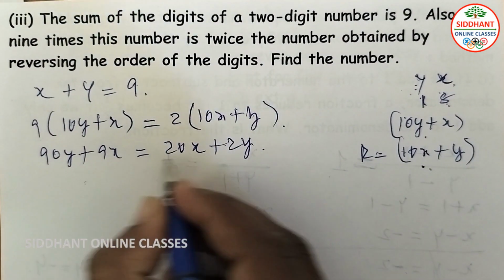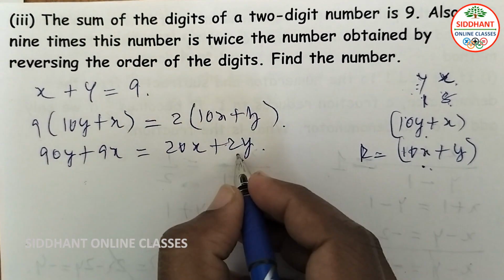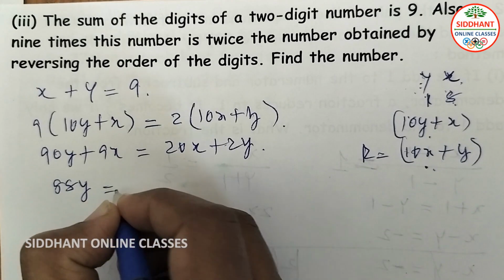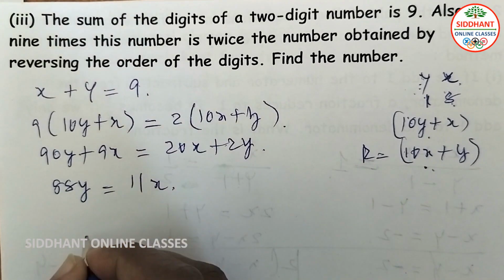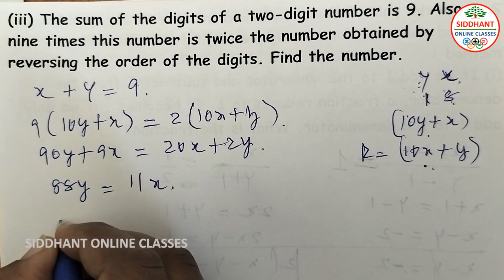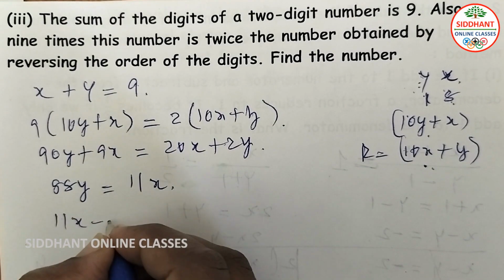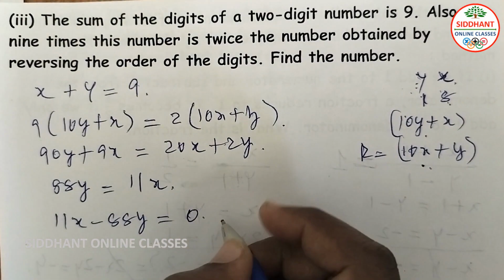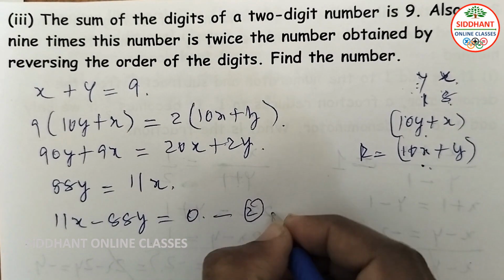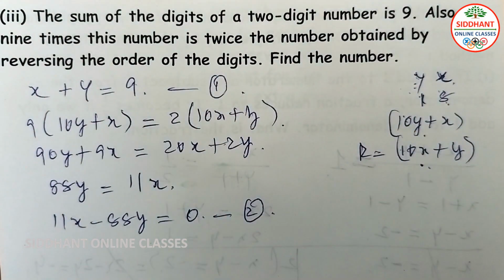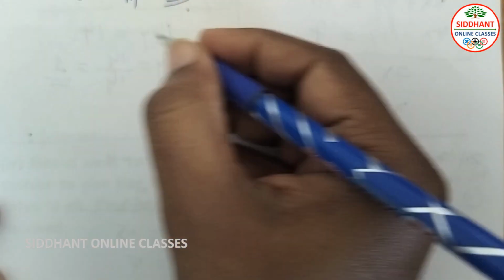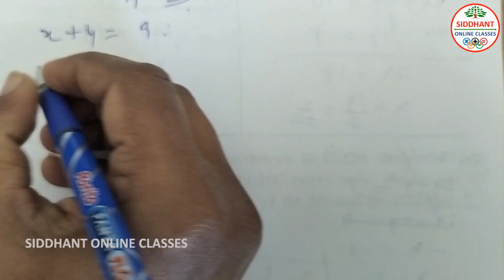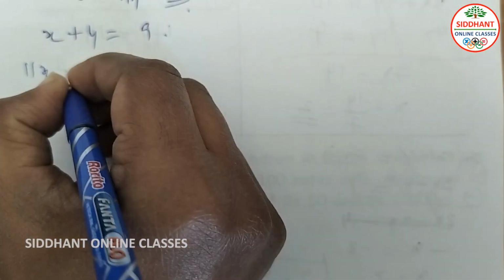So when you see here, 90 minus 2, which will be 88y, that equals 11x, and we get 11x minus 88y equals 0. So this is equation 2 we will be getting. This is equation 1 we are going to get. Now two equations we get, that is x plus y equals 9, and next is 11x minus 88y equals 0.